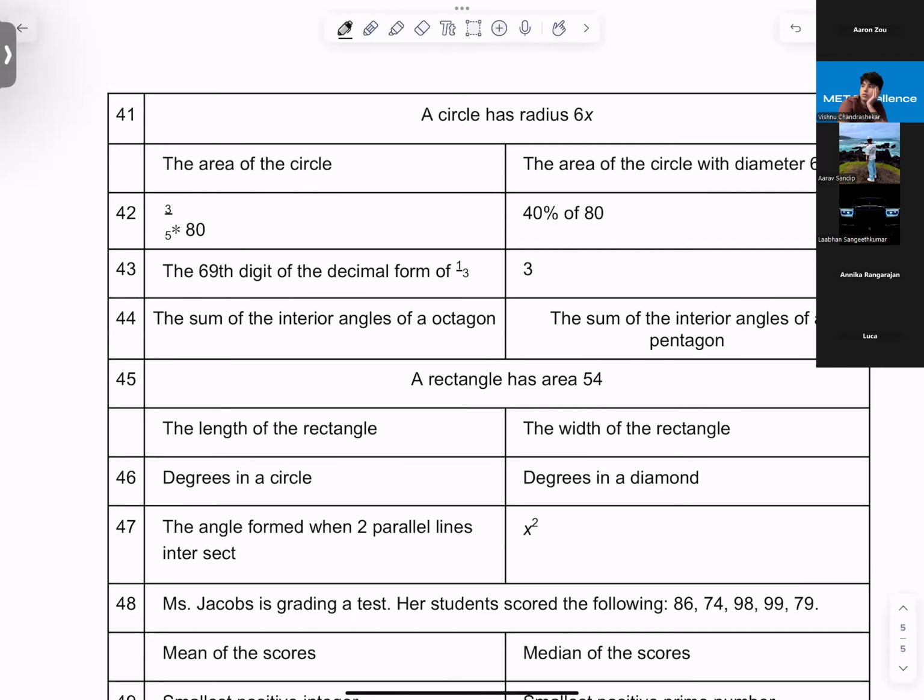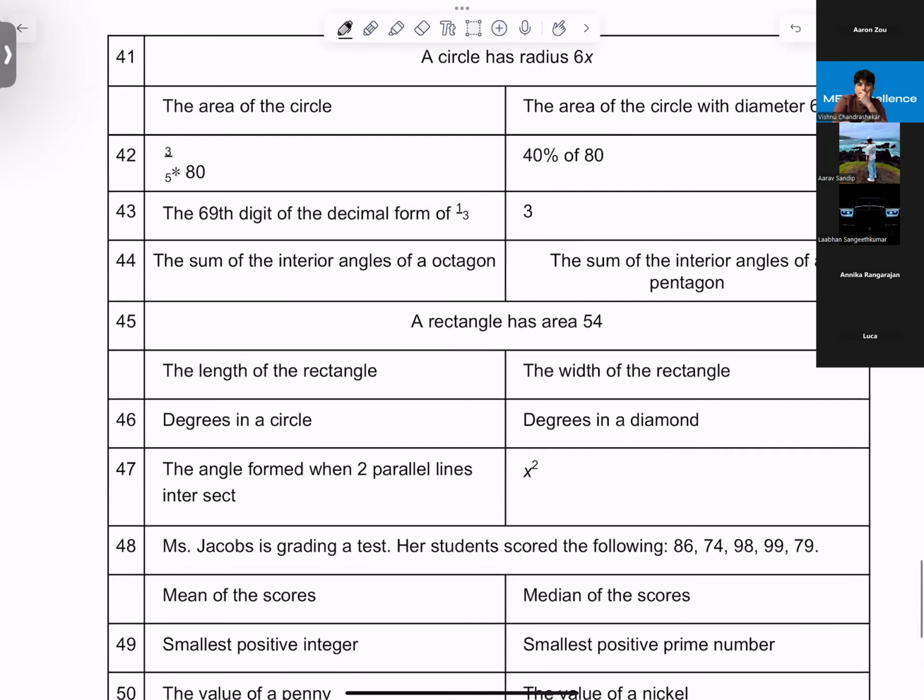Okay, for 41. We really can't find out, since we don't know the number for x or y. So this one would be that we can't really know. We need more information.